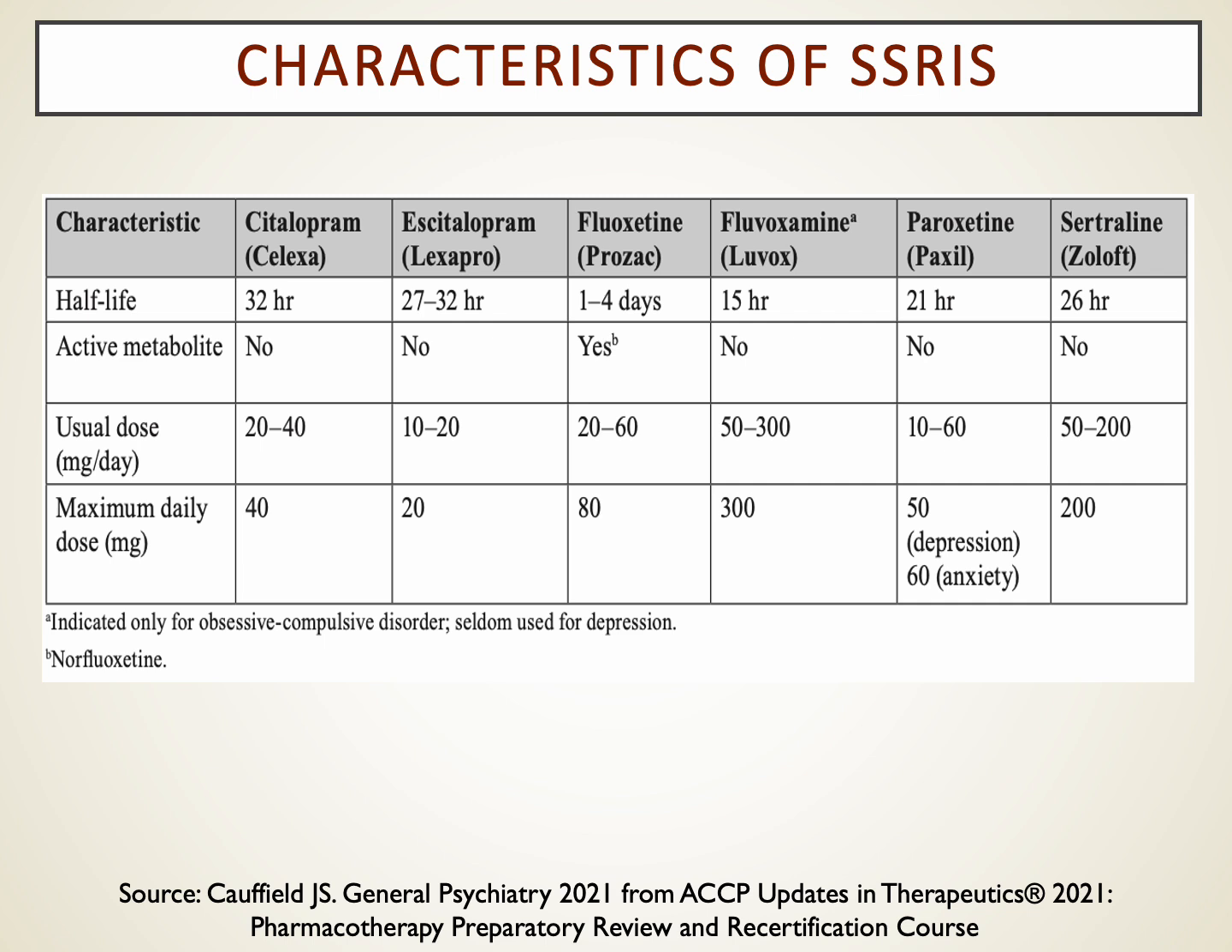They vary in their half-life. Fluoxetine has an active metabolite, norfluoxetine, that hangs around for weeks. But the rest of them are fairly short-acting, and most of these are dosed once a day. The dosage ranges vary, but they are used for depression, and many of these also are used for anxiety as well.